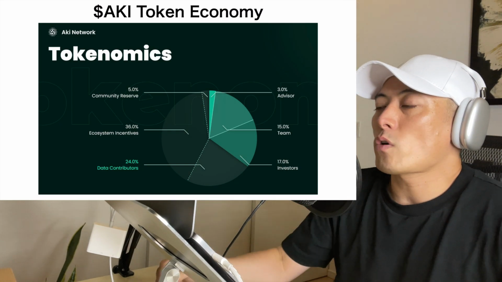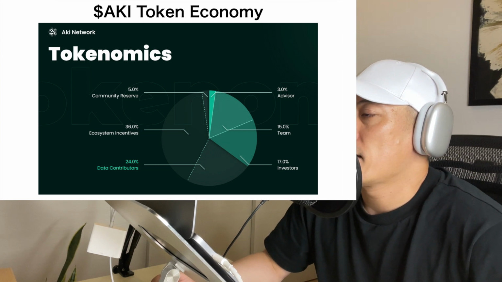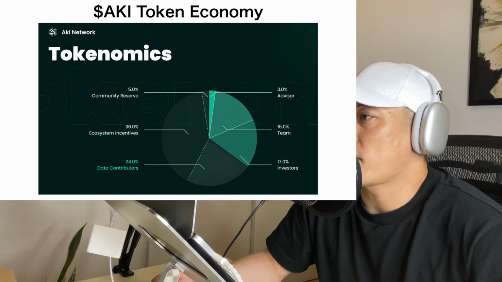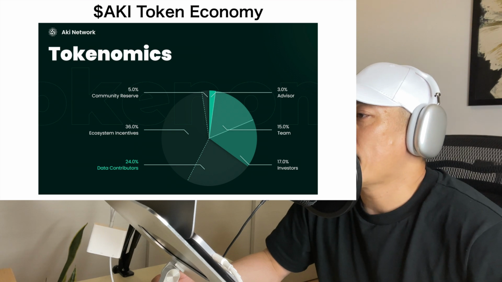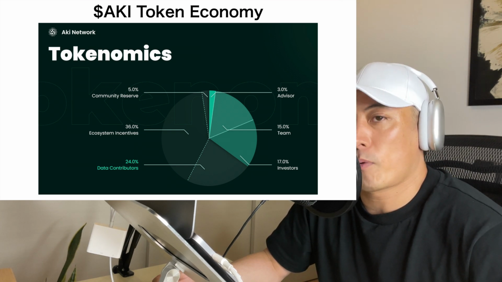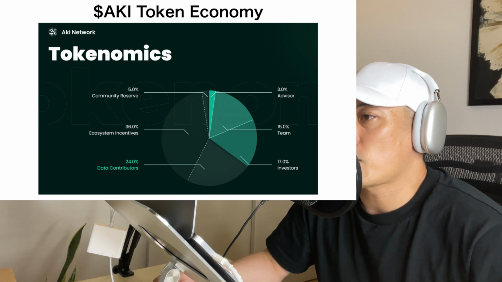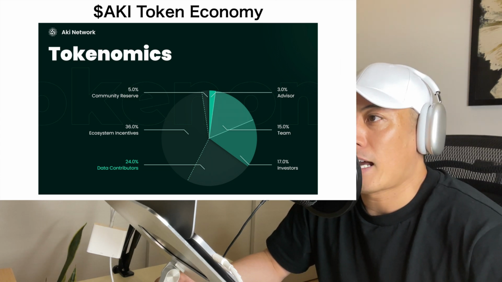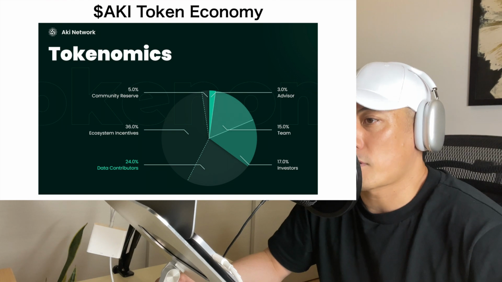Yep. Then here is the token economy for the distribution plan. So 3.0% goes to advisor, 15% goes to team, and 70% goes to investor, and 24% is data contributors. Then 36% ecosystem incentives, and 5% goes to community reserve. Yep.